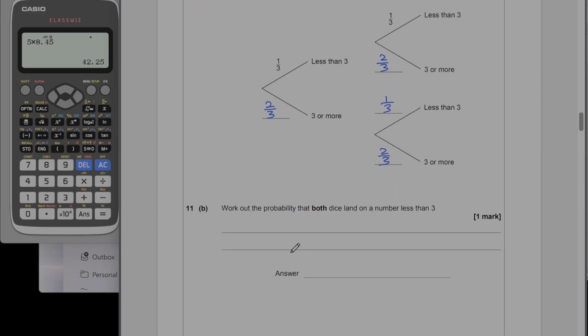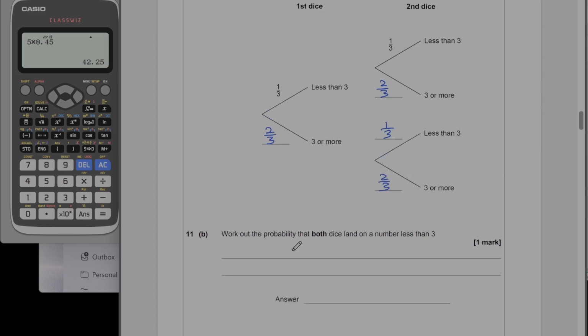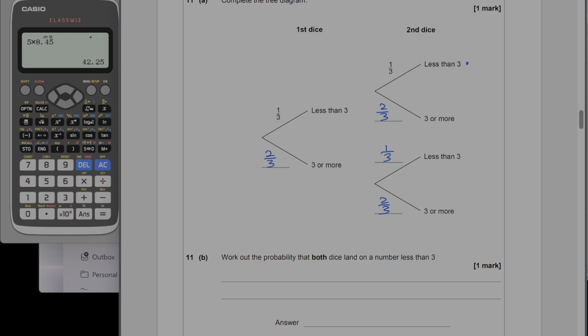Okay, part B, work out the probability that both dice land on a number less than 3. So that's going to be this top branch here, which is going to be found by doing 1/3 times 1/3, which would give me 1/9.